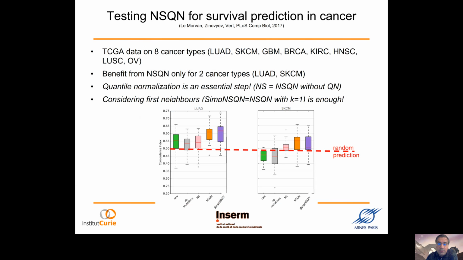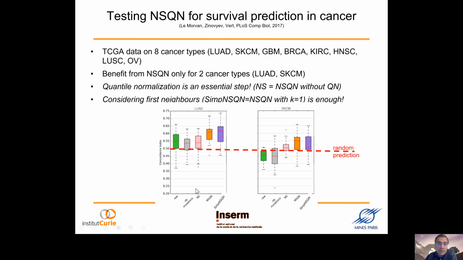But this is what we tried on mutational data to predict the survival of patients and to compute the concordance index. We applied this approach on 8 cancer types. So these are names for different cancer types. For example, BRCA means breast cancer, and LUSC means small cell lung cancer. And when we applied such a transformed mutational matrix, we see that we improve a little bit.